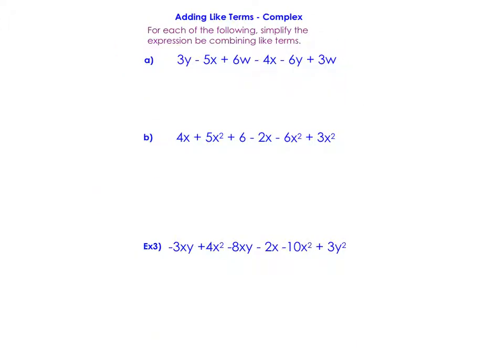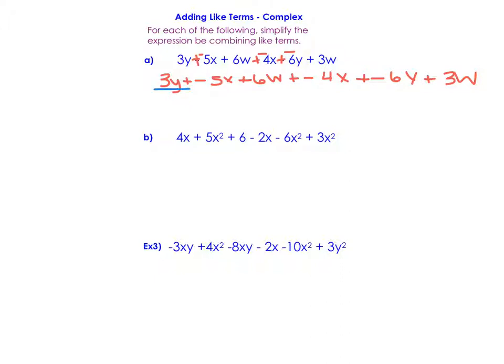So here now these are a little bit more complex. They contain more terms with more variables. But let's start just like we did before with keep, change, change. So we have 3y plus negative 5x plus 6w plus negative 4x plus negative 6y plus 3w. So here we have three different variables contained in the same statement.